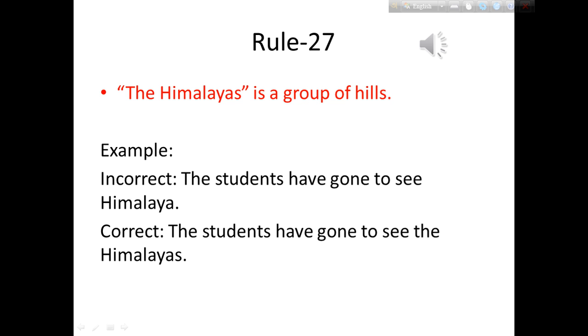The students have gone to see Himalaya. So we can guess the article is missing here. The correct sentence will be: the students have gone to see the Himalayas, because Himalayas is a group of hills, so it will always be plural as the Himalayas, and according to the rules of article we have to use the definite article the before Himalayas.